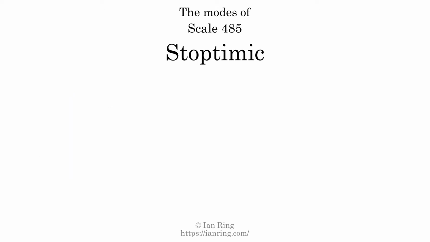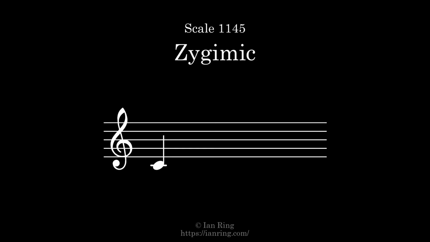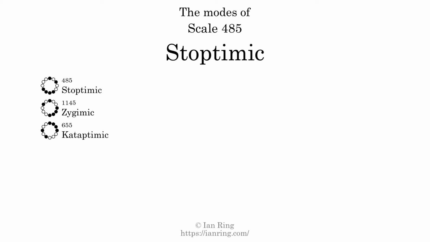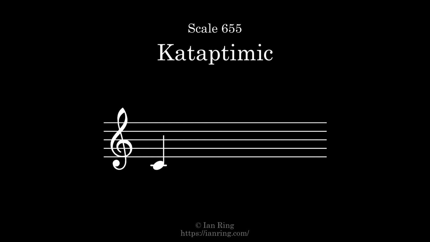This scale has 6 modes. The first mode is itself. The second mode is scale 1145, also known as zygimic. It sounds like this. The third mode is scale 655, also known as catoptimic. It sounds like this.